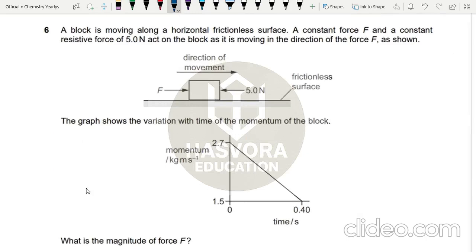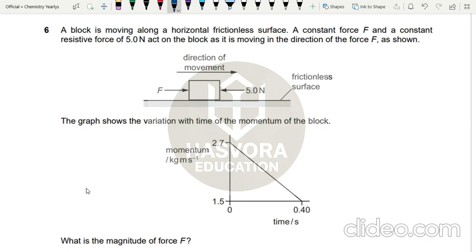This question says a block is moving along a horizontal frictionless surface. A constant force F and a constant resistive force of 5 Newton act on the block as it is moving in the direction of the force F as shown. The graph shows the variation with the time of the momentum of the block. What is the magnitude of the force F?